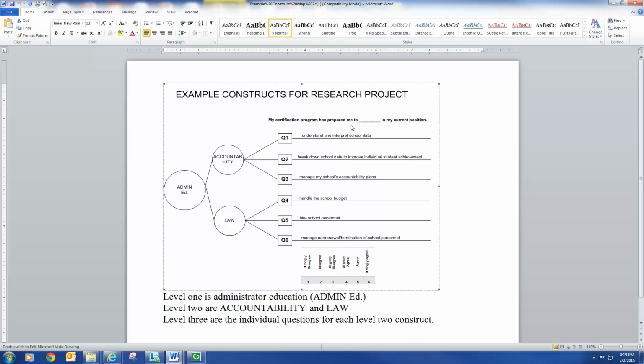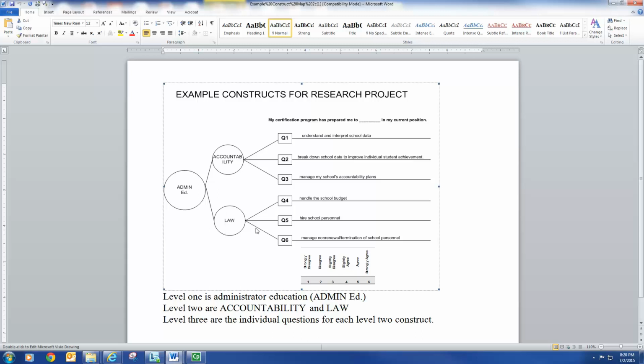My certificate program has prepared me to, in my current position... So under accountability, we have three questions related to accountability. Understand and interpret school data, break down school data to improve individual student achievement, manage school accountability plans. So all these deal with accountability in that sense. So they're conceptually independent at each question, yet they're conceptually dependent when you collapse them up a level into level two as accountability.